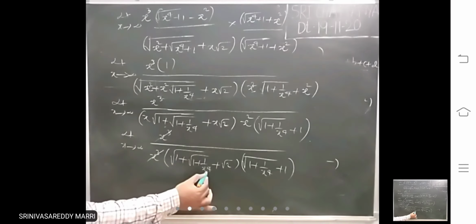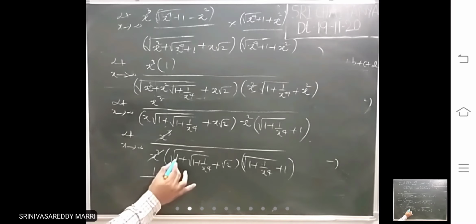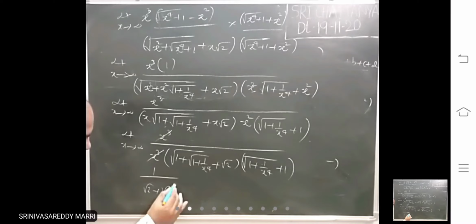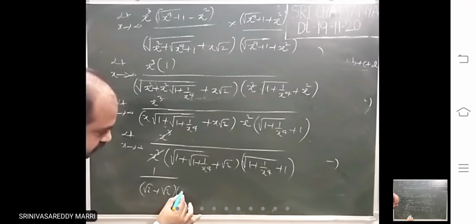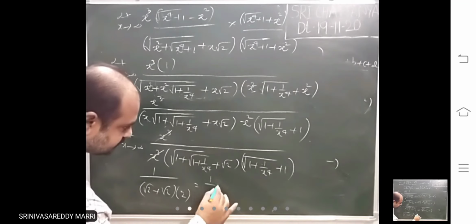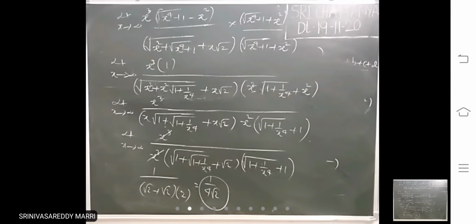Now 1 by x power 4 will become 0. Now you will get a finite limit. Look at root of 1 plus 1, root 2 plus root 2 into this is 1 plus 1, 2. So what is your answer? 1 by 4 root 2. That is the answer. Like that, till the numerator is free from the radicals, you keep on rationalizing.